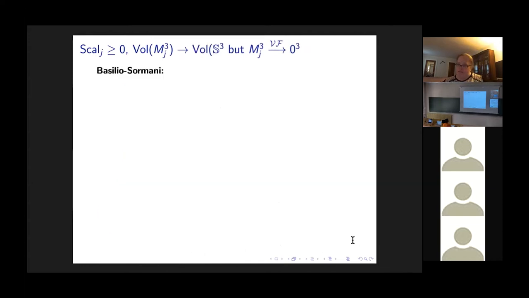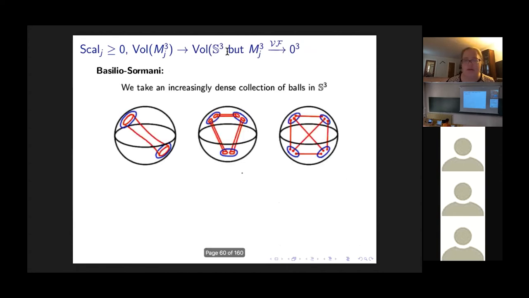Then there's another thing that one can do. Sorry for the parentheses here. We could take an increasingly dense collection of balls in S3. So here's an S3, and I'm going to connect points in S3 to itself. But I'm not going to sew it. I'm actually going to connect them with tunnels from this point here to this point, a tunnel. If I have 3 balls, I connect every single ball to every other single ball. So if I have 4 balls, this guy has 3 tunnels going to the other balls. He has 3 tunnels going, and we keep doing this.